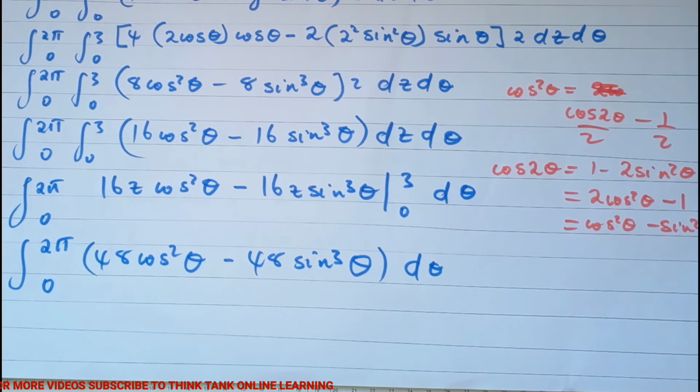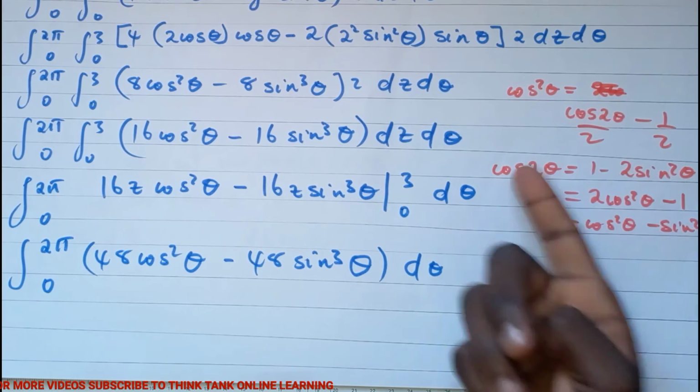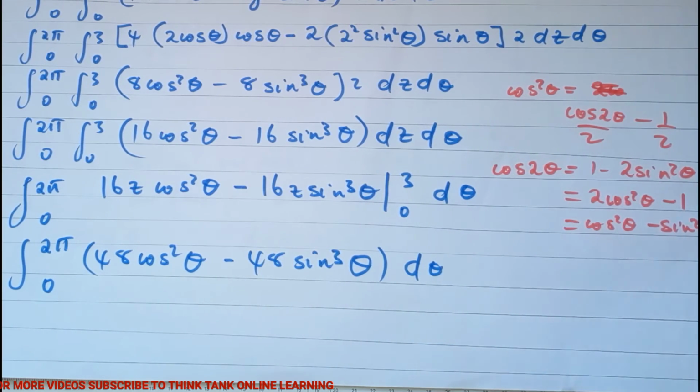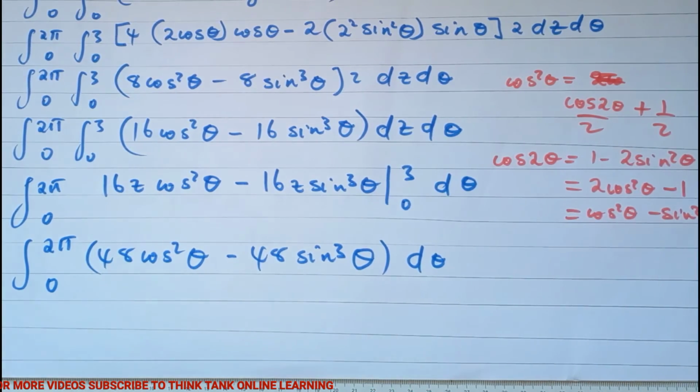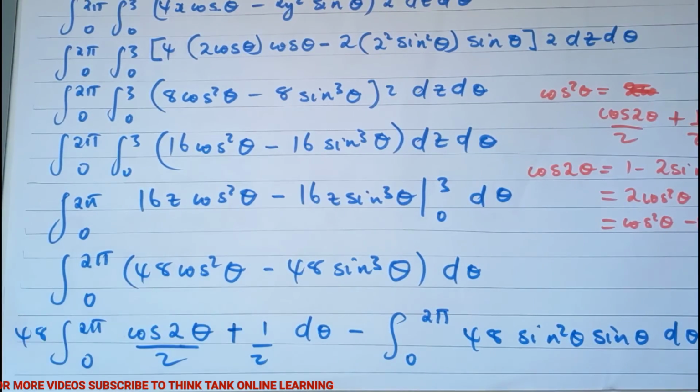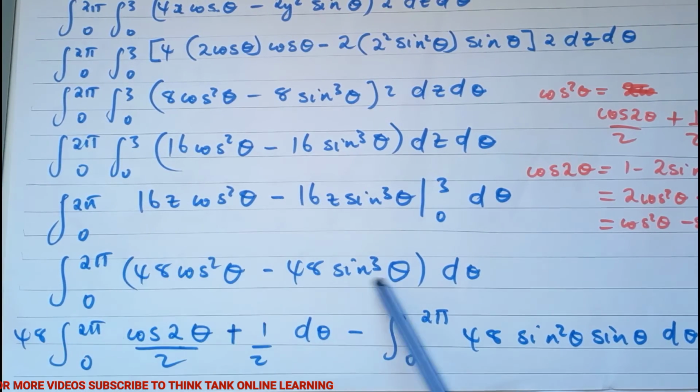Okay, so we want to make cos squared theta the subject of the formula. To do that, what are we going to do? We're going to add 1 to this side and divide by 2, so that means we have a positive here. If we make cos squared theta the subject of the formula, we're going to get cos 2 theta over 2 plus 1/2 d theta. And here I just split my integrals.